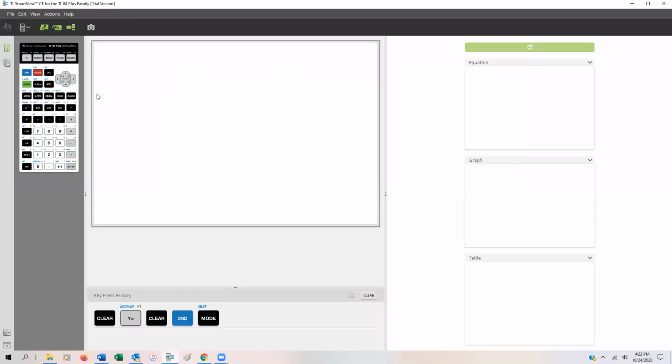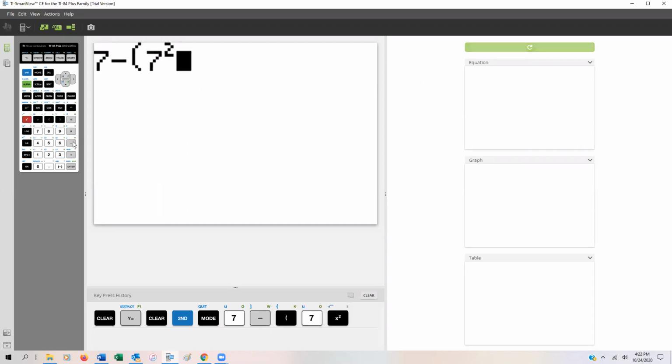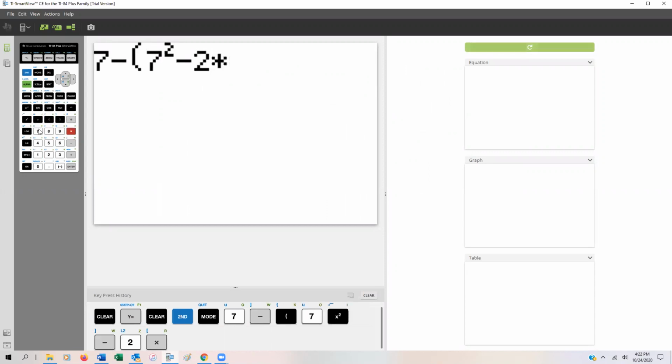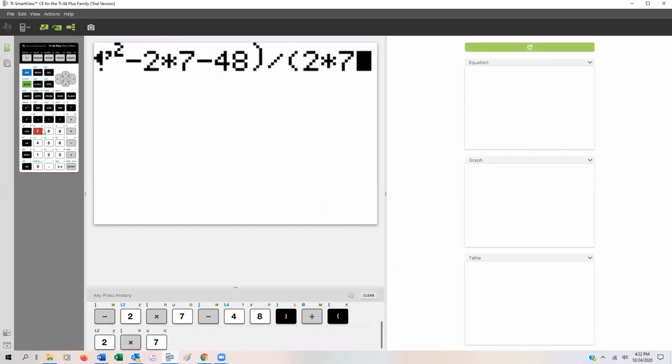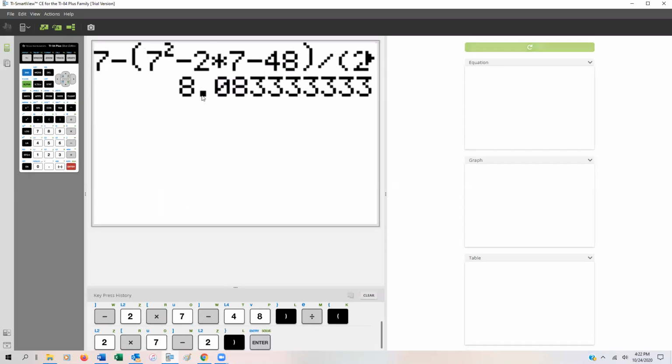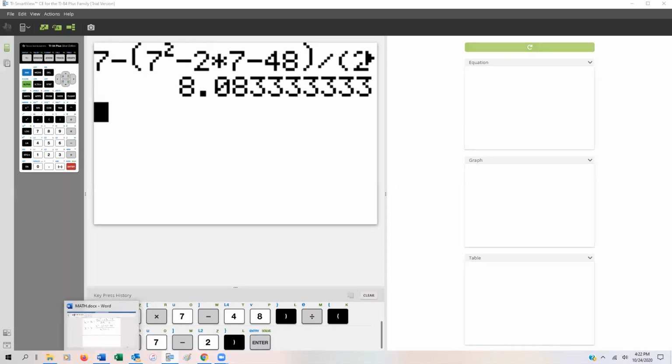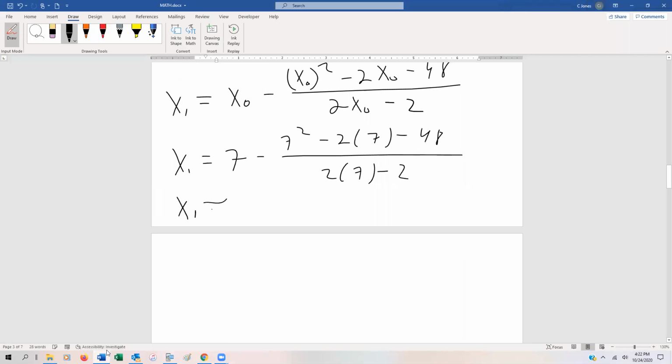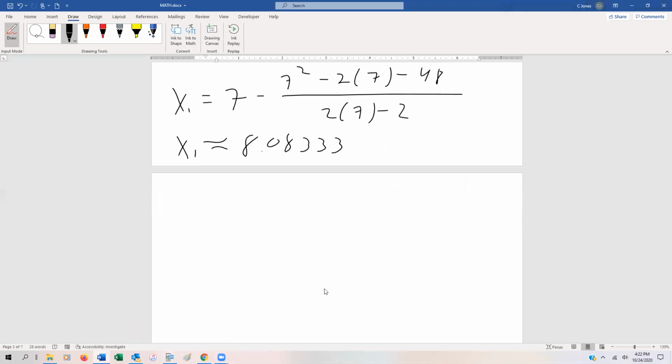All right, so just by substitution in our calculator, we're going to say 7 minus the quantity of 7 squared minus 2 times 7 minus 48. And then we're going to divide that by the quantity of 2 times 7 minus 2. All right, and this is what x1 is. x1 is 8.08333, etc. Now be careful with MyMathLab. It's probably going to ask you to approximate to a specific accuracy. So we have 8.08333. All right, now the problem is, think about the next step.